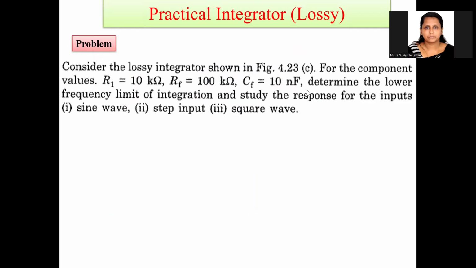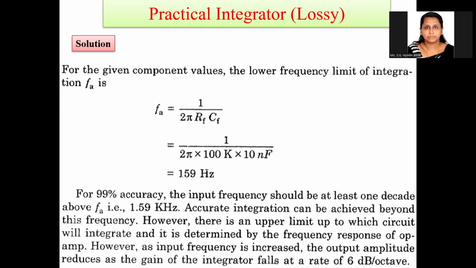Determine the lower frequency limit of integration and study the response for the input: sine wave, step input, and square wave. So first we can determine the lower frequency limit. The lower frequency limit is given by Fa is equal to 1 by 2 pi RF CF. RF is given and CF is given, so now we can directly calculate Fa.